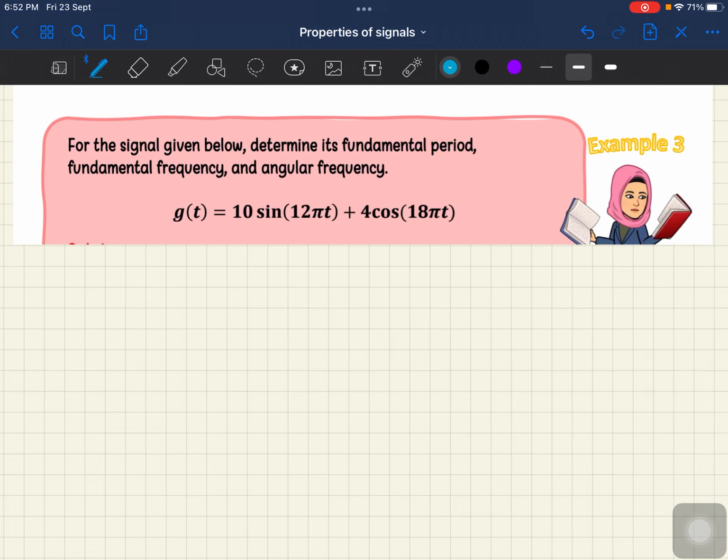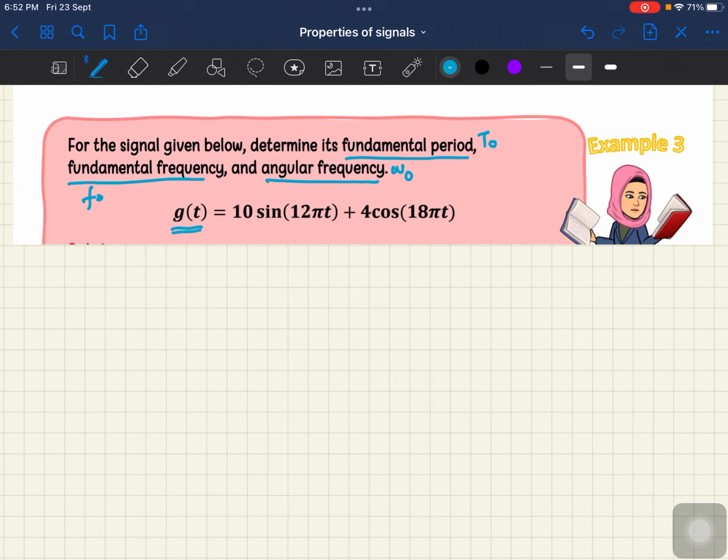Welcome to another video on signal and system analysis, where in this video I'm going to show you the solution to example number 3 of chapter 1 for our course. In this question we are asked to determine the fundamental period T naught, the fundamental frequency f naught and the angular frequency omega naught for this given signal g of t. We can see that g of t consists of the sum of a sine wave and a cosine wave.